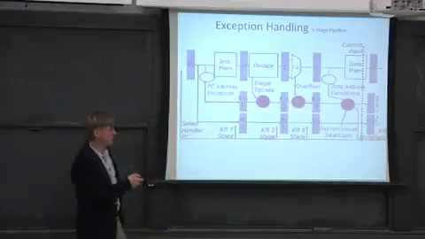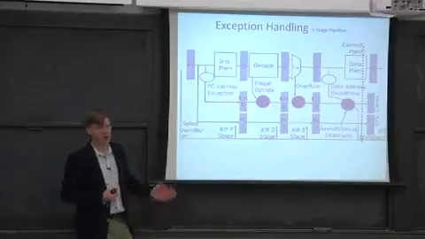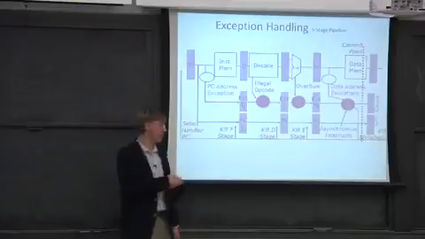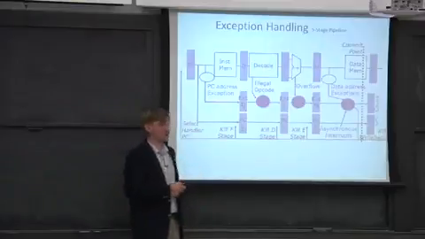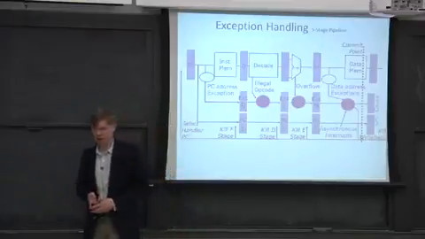Exceptional PC takes the PC and pipes it forward and saves that in a register, but this only gets loaded on an exception or interrupt happening.